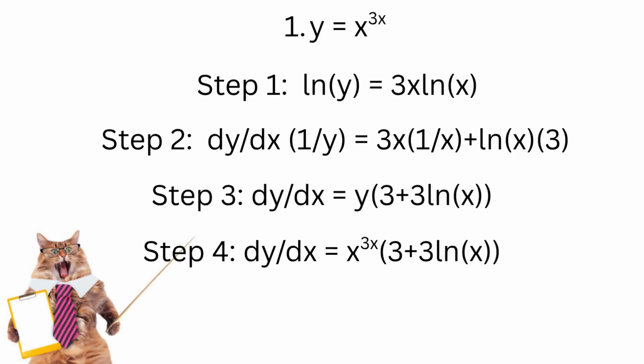So we get dy dx equals y times 3 plus 3 times the natural log of x. So now let's move on to our last and final step, step 4, where we just replace y with the original expression, x to the power of 3x, and thus we get dy dx equals x to the power of 3x times 3 plus 3 times the natural log of x. So now let's move on to the second question.